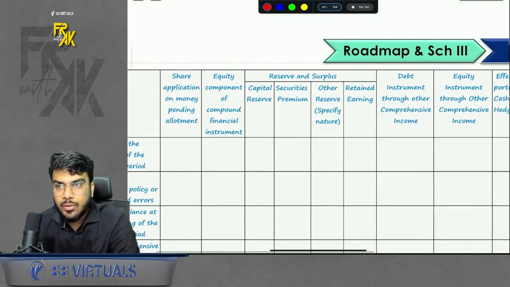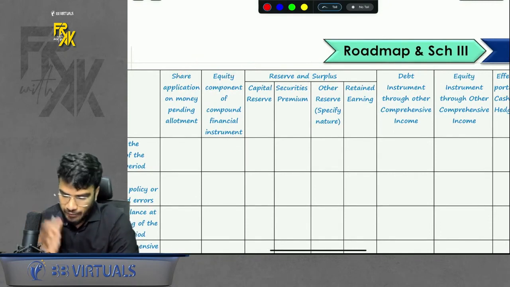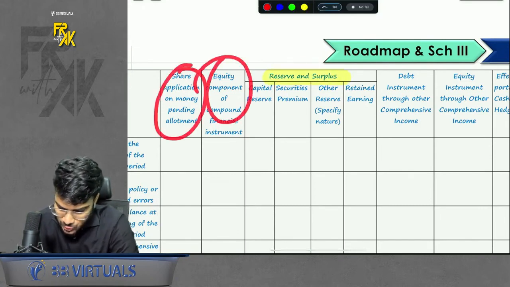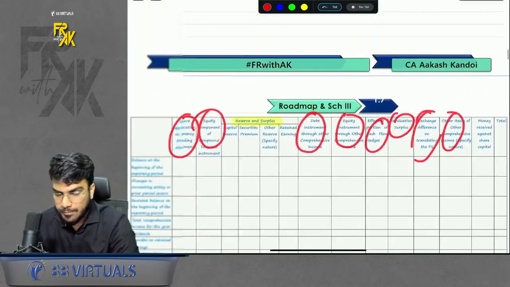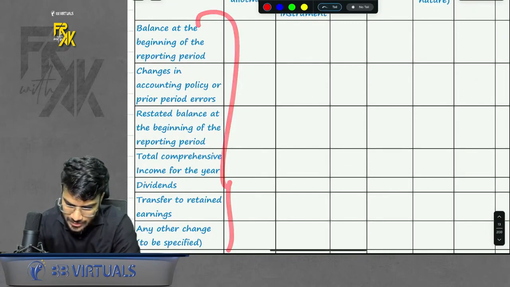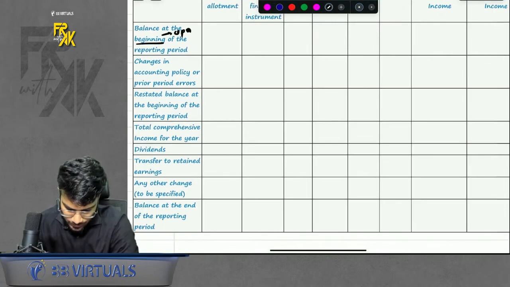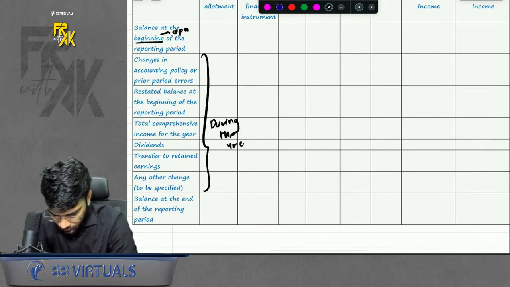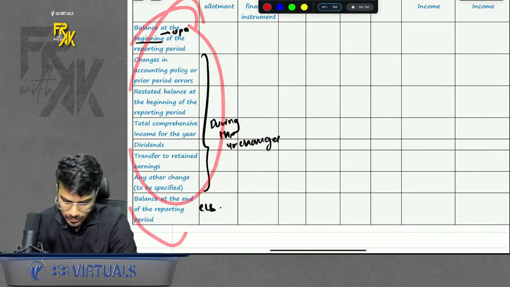Sir, how do we remember this statement? Because it has so many elements, and also you can see this is a statement of other equity. It already has reserves and surplus, but apart from reserves and surplus, there are so many other elements. So sir, how do we remember all these elements? Also sir, there are so many columns here itself. See, these columns are nothing but again a reconciliation, where you have the opening balance, then the changes during the year, and then you will get the closing balance. So this is very simple: opening, during the year, closing.